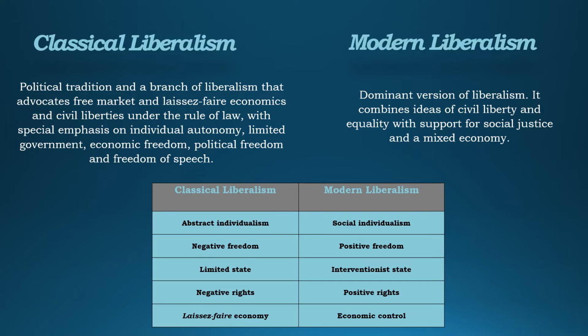So, as you know, we have classical and modern liberalism. Classical liberalism is the political tradition that advocates free market and laissez-faire economics and civil liberties under the rule of law, with special emphasis on individual autonomy, limited government, economic freedom, and freedom of speech. Modern liberalism is the dominant version of liberalism. It combines ideas of civil liberty and equality with support for social justice and a mixed economy. In the following slides, we are going to dive deeper into those two.